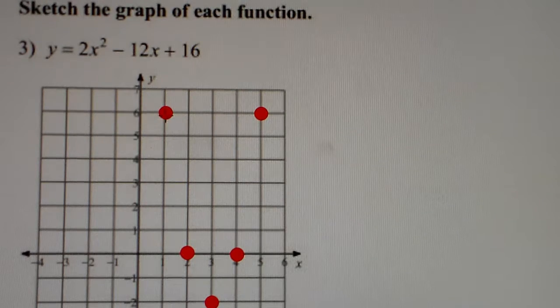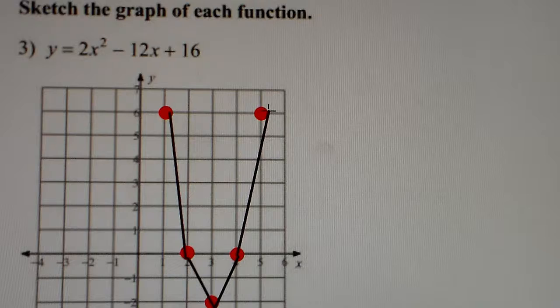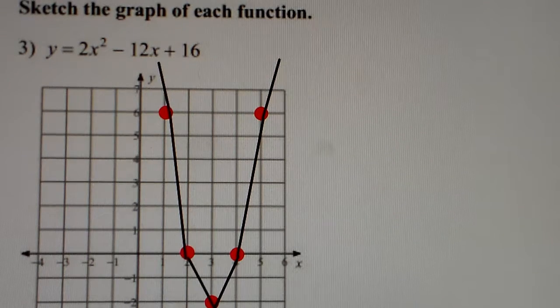That's what the parabola is going to look like. Just got to connect them up, and it goes off. But yeah, that's what I'm going to be looking for on the test. Next up is number 4.